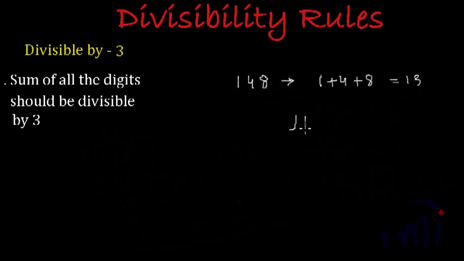Let's divide and see. 3 4s are 12. 1 remainder. So since we are getting a remainder other than 0, that means this number is not divisible by 3, right? So let's take one more example.